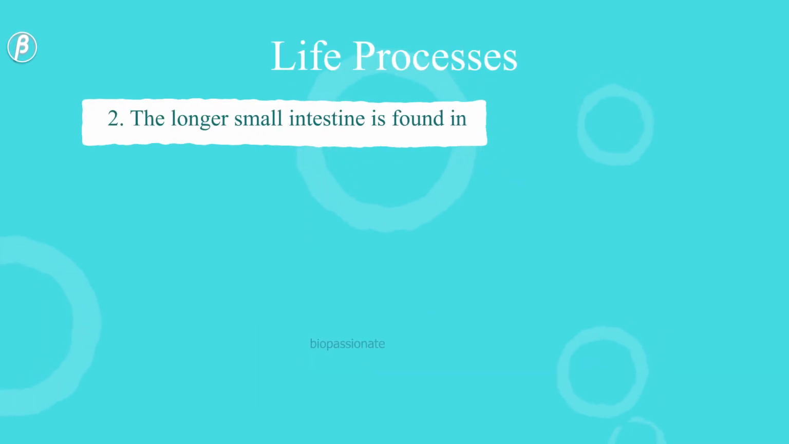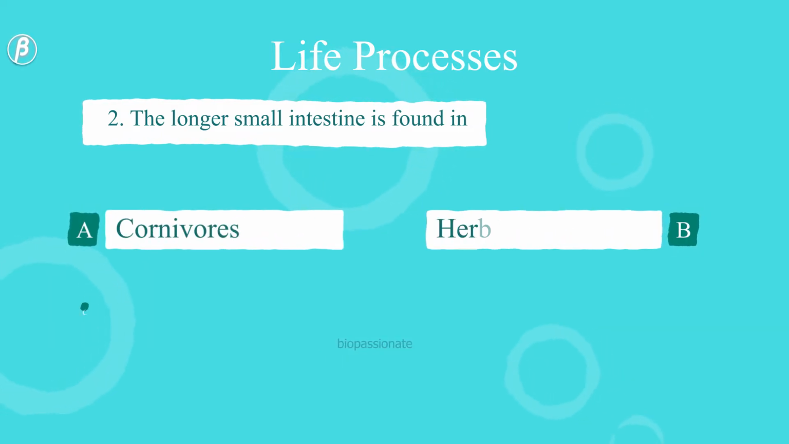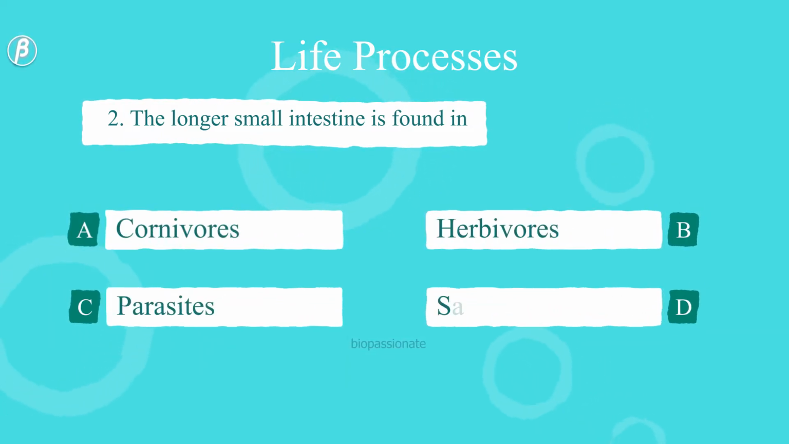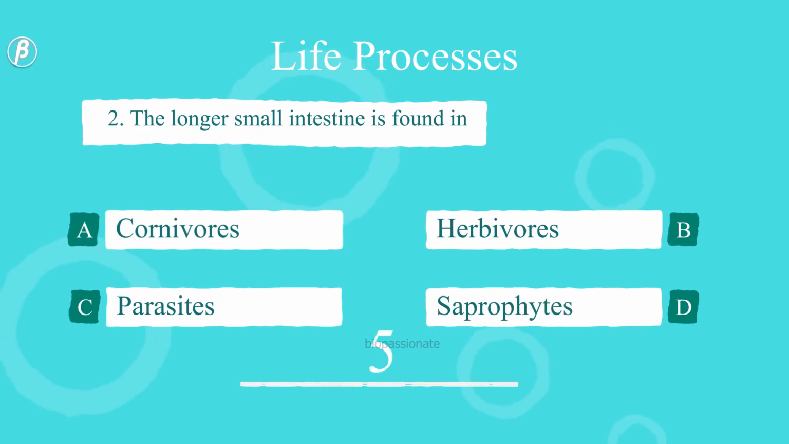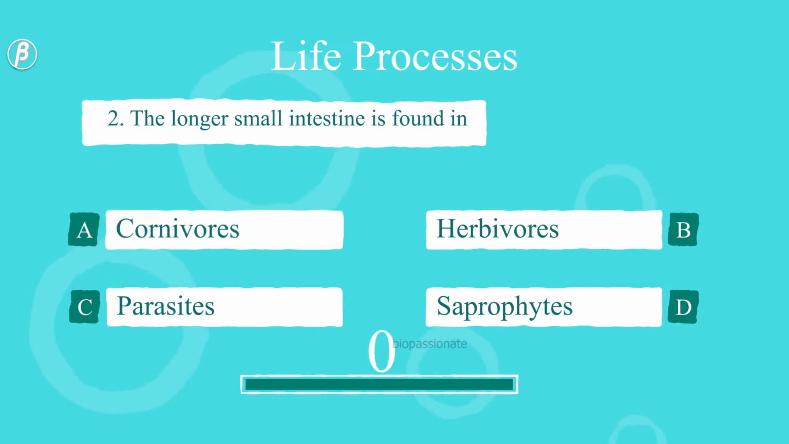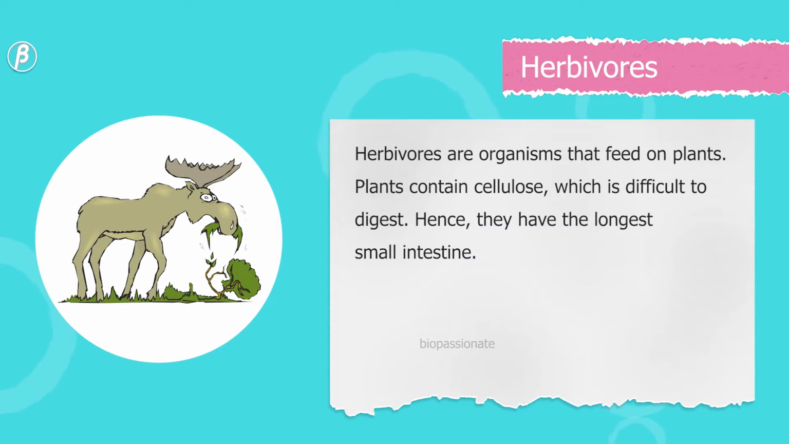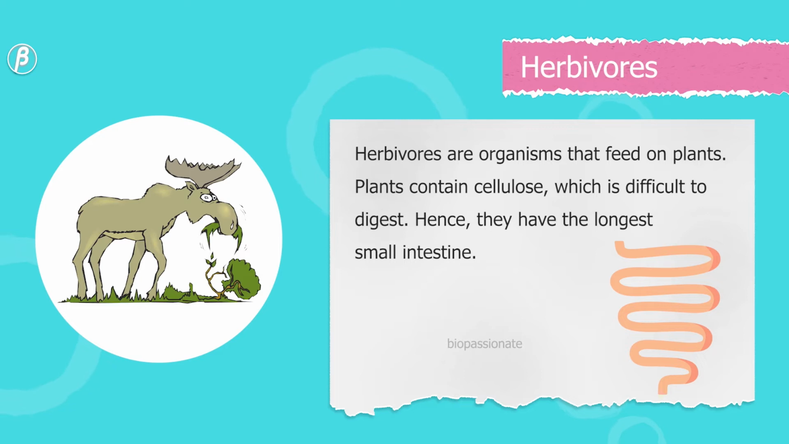The longest small intestine is found in carnivores, herbivores, parasites, saprophytes. Herbivores. Herbivores are organisms that feed on plants. Plants contain a complex carbohydrate called cellulose, which is difficult to digest. To ensure the digestion of cellulose, herbivores have the longest small intestine.